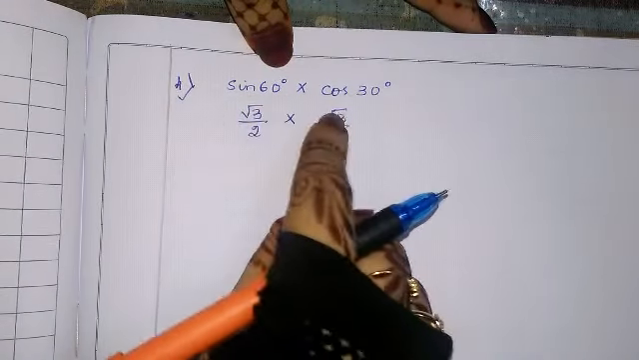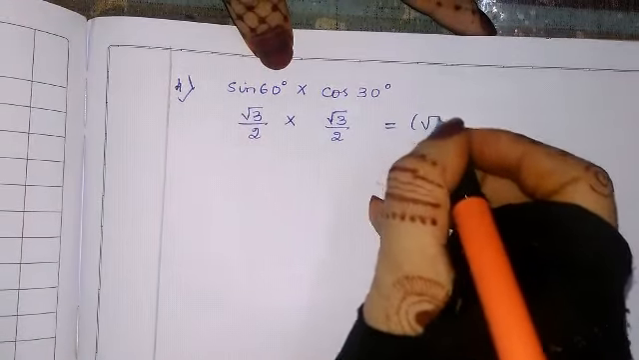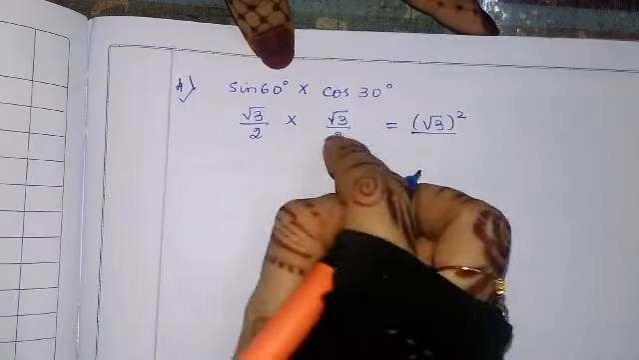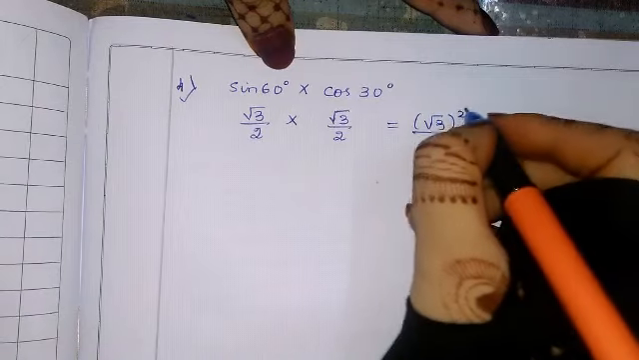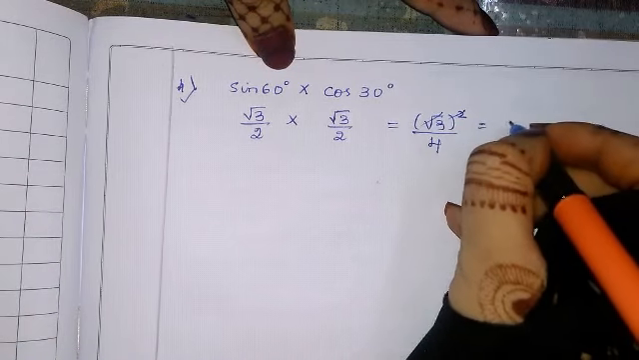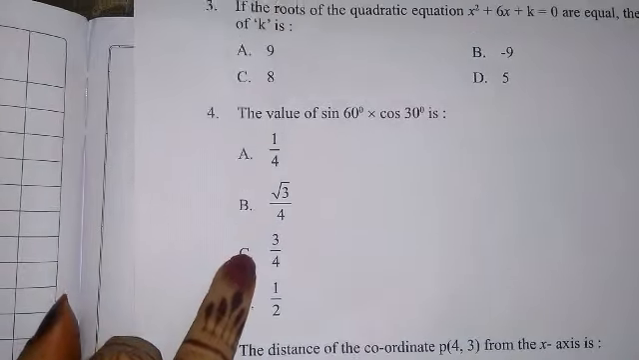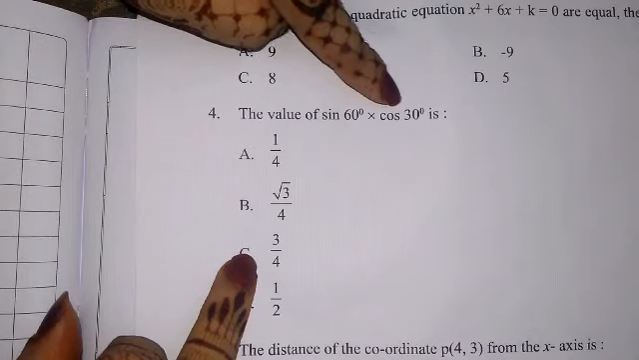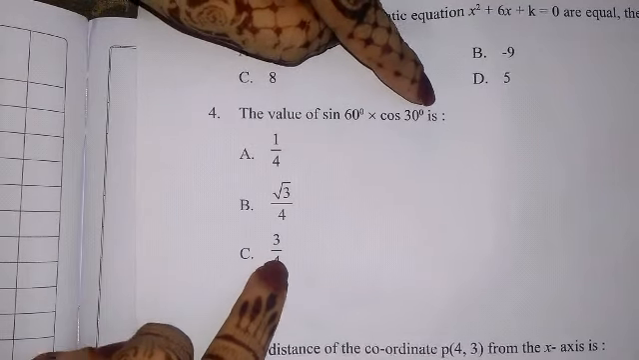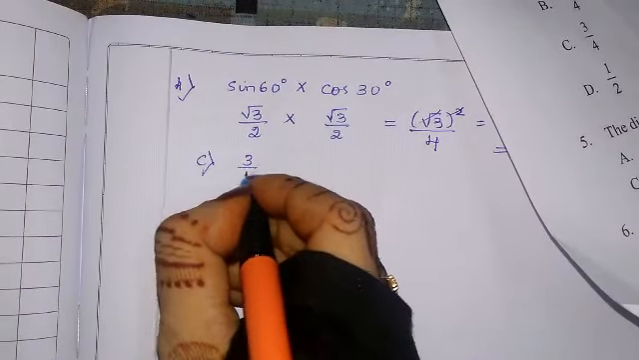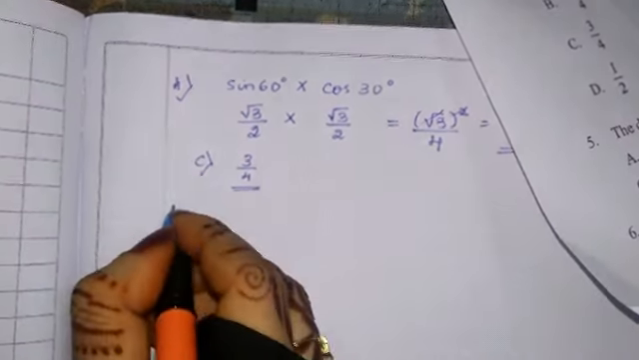So root 3 into root 3 is nothing but root 3 square. 2 2s are 4. Square and root get cancelled. 3 by 4. So the correct option in this is C, 3 by 4. The value of sine 60 into cos 30 is 3 by 4. So C, 3 by 4 is the correct answer. Let us see the fifth question now.